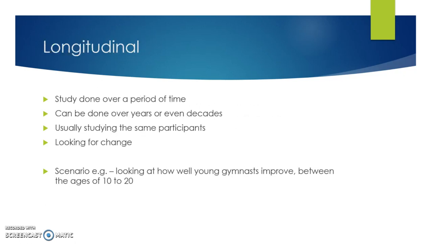The next type is longitudinal studies, which are kind of the opposite to cross-sectional studies, as these are done over a long period of time, which can be over months, years, or even decades. It usually involves looking at the same participants and looking to see a certain change in an area over time. For example, looking at how young participants improve at a certain skill between the age of 10 and 20.